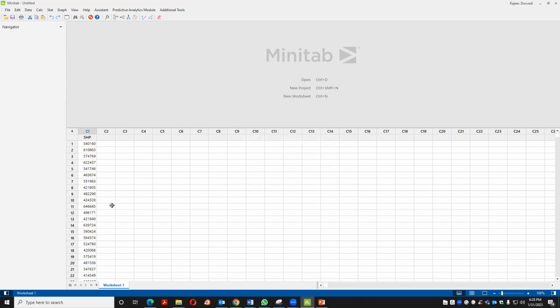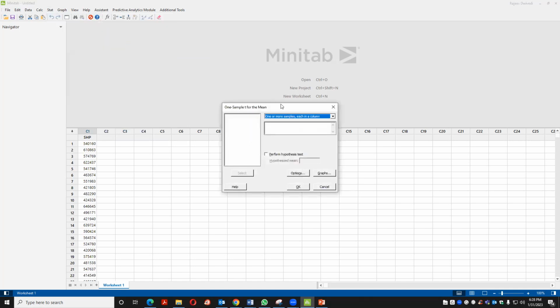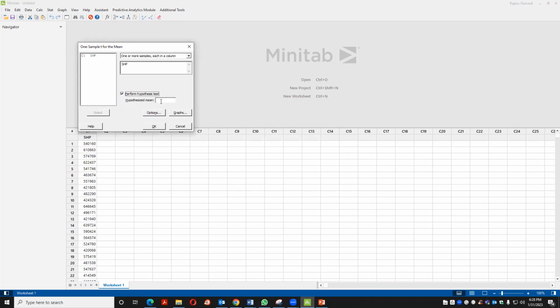Okay, now I need to check my hypothesis. So I go under Stat, Basic Statistics, 1-Sample t. Why? Because I don't know the standard deviation of the entire South Hill housing price. Therefore, I'm using one sample t. I have the data in the column, and I select this data. What is my assumption? 500,000. Now we decided we are going to check this at 95%.